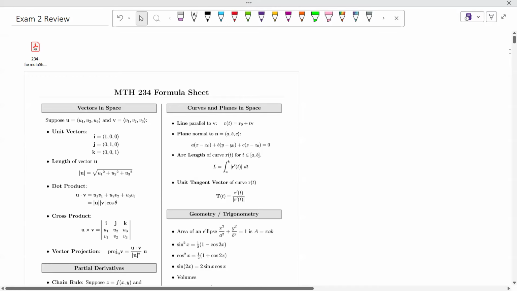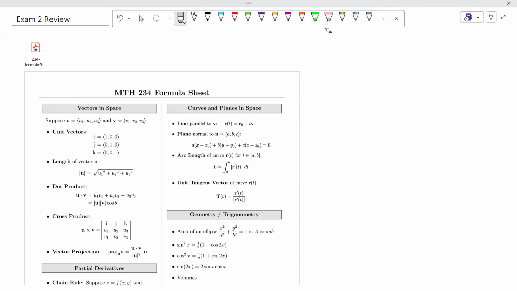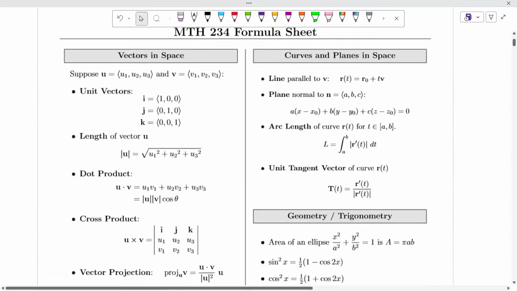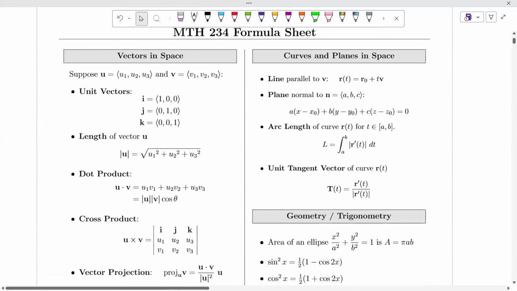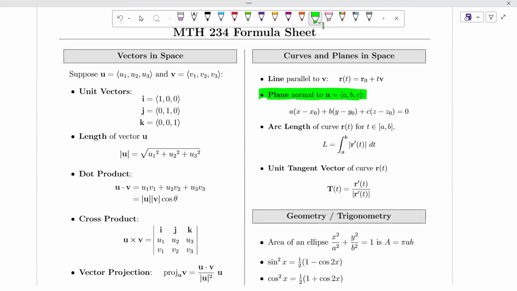In particular, I want to highlight the things that I think are going to be helpful on exam number 2. So if it were me taking this exam and looking through the formula sheet at stuff that jumps out at me for this section, we're doing a fair amount with planes. So I'll just highlight that we have that plane equation. It's got a normal vector A, B, C.